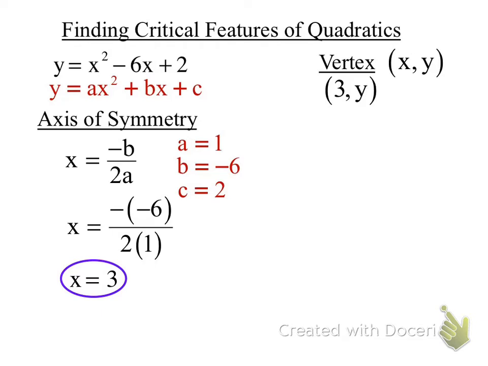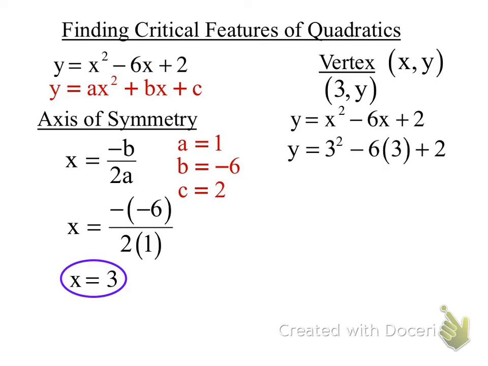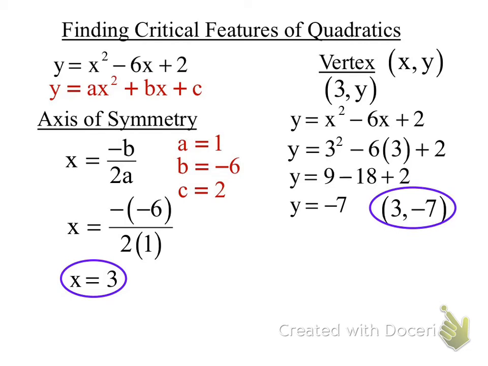So I have my x for my vertex. Now I've got to find my y. Well, I don't have it, but I have the equation. And I have x. So what can I do? Julia? You put the x into the equation. Okay, and so I'm going to substitute in. I get 9 minus 18 plus 2 is negative 7. And we have our vertex, which is, Evan? It's 3, negative 7.